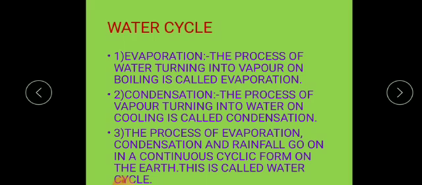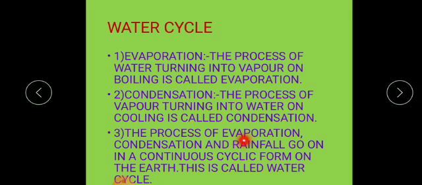What is condensation? The process of water vapor turning into water again in the form of rains. Just now we saw, on cooling is called condensation. So when water vapor gets cooled down, what we get is water in the form of rain. That process is nothing but condensation.